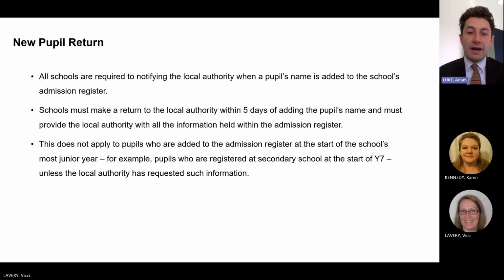Schools do not have to provide information to the local authority when a pupil has been added during a standard transition period. So, for example, where a pupil is added to the secondary school admission register at the beginning of year 7, unless your local authority has asked for that, and you'll know if they have in their processes. But all other additions to the register, this needs to be made.